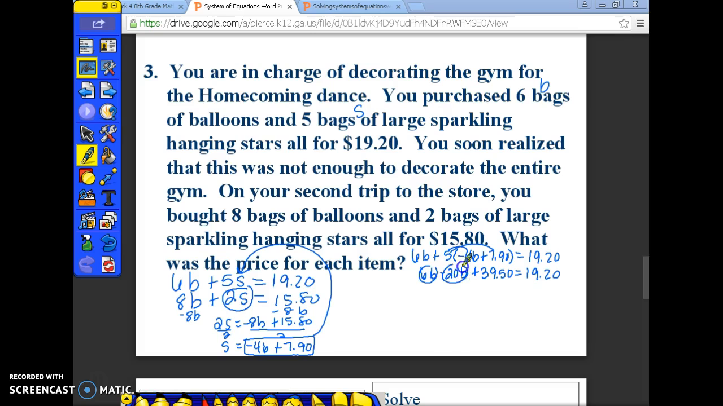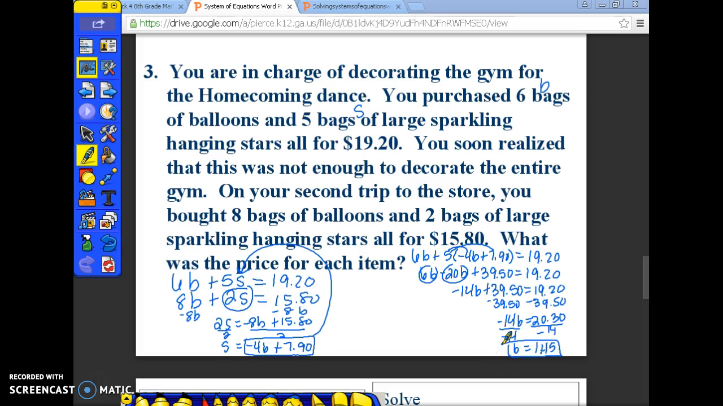Combine like terms, and I get negative 14B plus $39.50 equals $19.20. When I subtract $39.50 from both sides, I get negative 14B equals negative $20.30. And when I divide by negative 14, I get B equals $1.45.